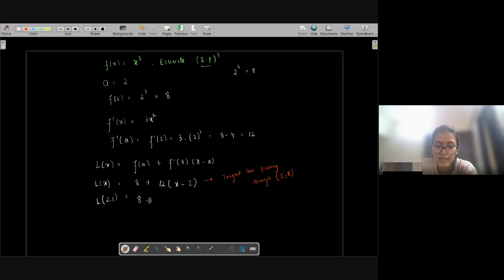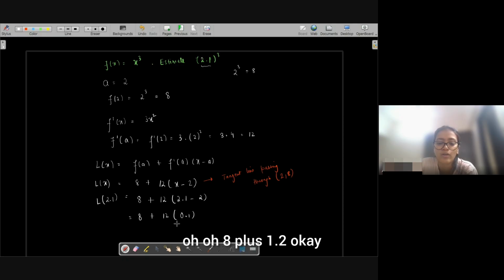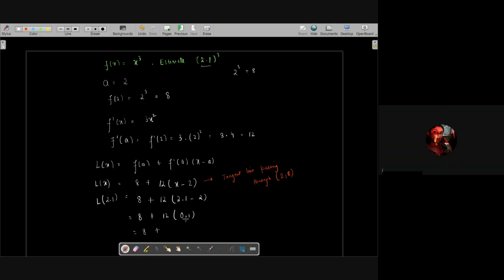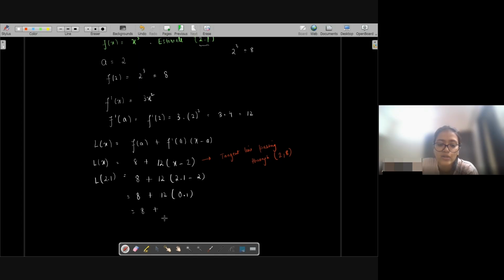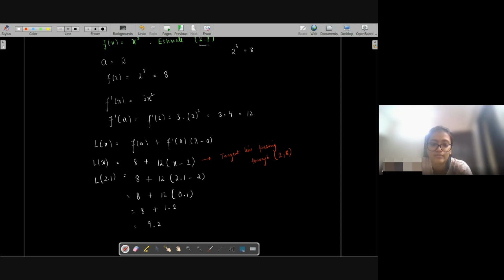So 8 plus 12 times 2.1 minus 2. 2.1 minus 2 will be 0.1. 12 times 0.1 will be 1.2. So 8 plus 1.2 is 9.2. Okay, understand.